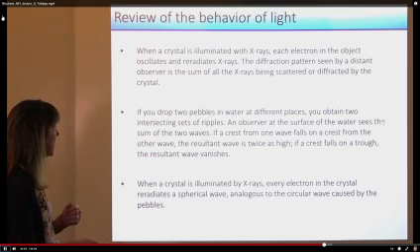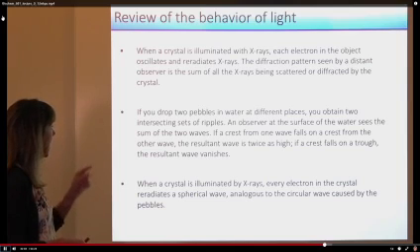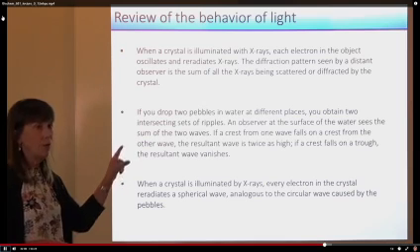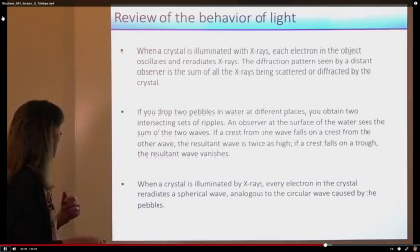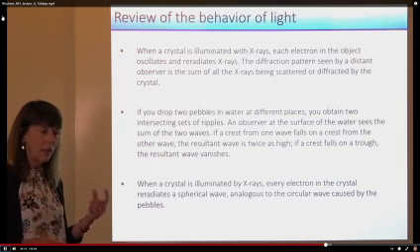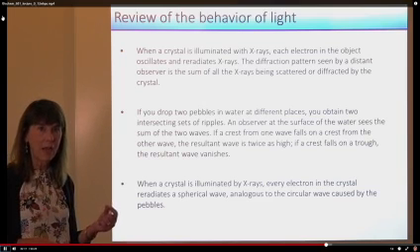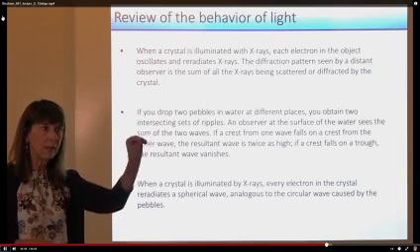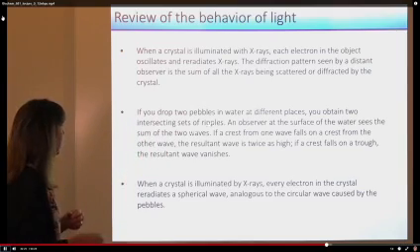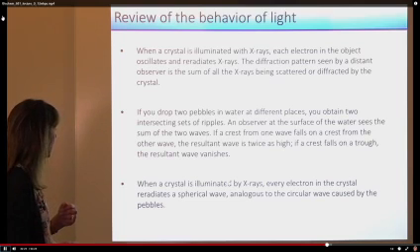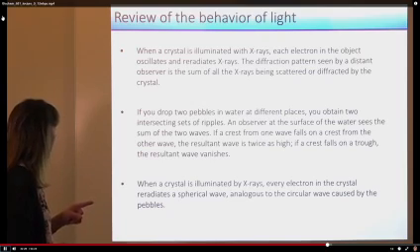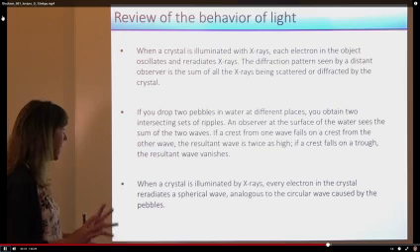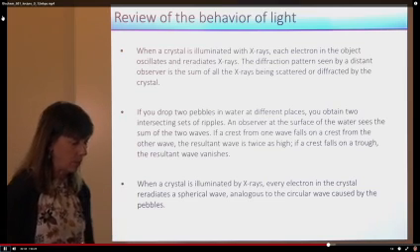If you drop 2 pebbles in water at different places, you obtain 2 intersecting ripples. Now, an observer at the surface of the water sees the sum of the 2 waves. If the crest from one wave falls on the crest from the other wave, the resultant wave is twice as high. If the crest falls on the trough, the resultant wave vanishes. And that's what you see with these diffraction patterns. There's only specific places where you get constructive interference. So when a crystal is illuminated by X-rays, every electron in the crystal re-radiates a spherical wave analogous to the circular wave caused by the pebbles.